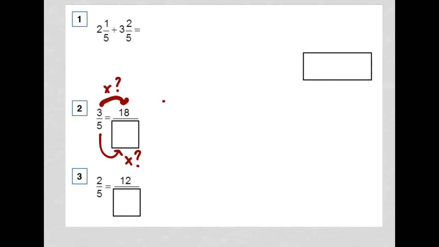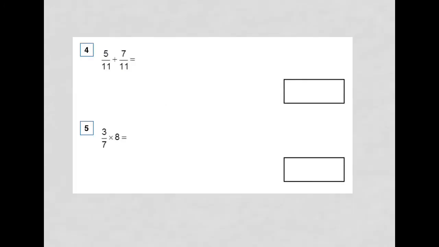Then here we've got 2 times something is 12. So you times 5 by that same something, and that will give you the denominator. Okay, here you've got 5/11ths and 7/11ths. So that number will give you an improper fraction. So I wonder if you can convert the answer to a mixed number.